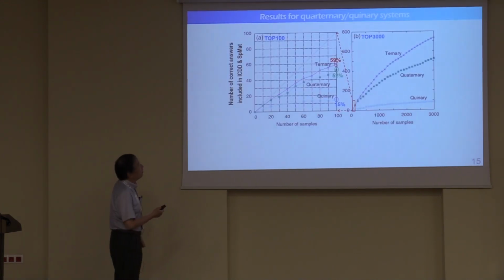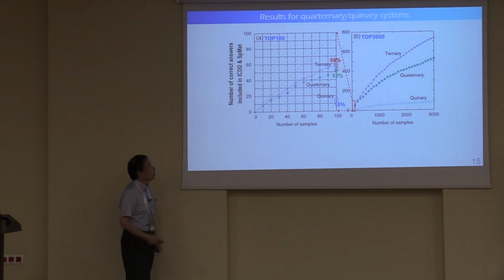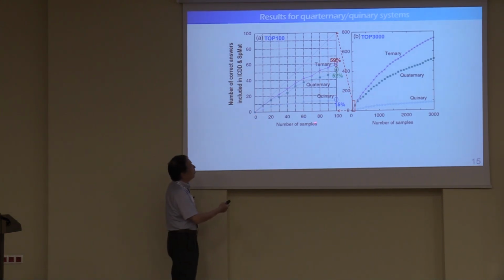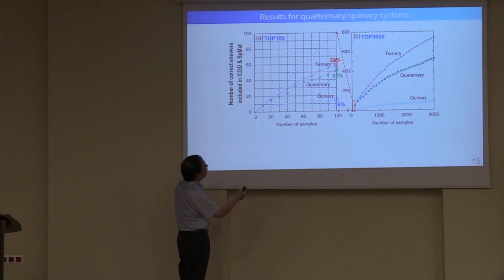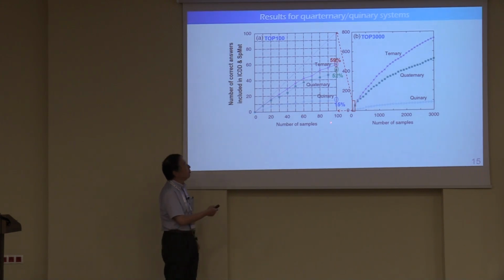It is not only for the ternary system. Again, the vertical axis corresponds to the number of correct answers. This is the number of samples from top 1 to top 100. The success rate in the top 100 was 59% for ternary. For quaternary, it was also 52%, not so different. But for the quinary system, it was lower, 15%.